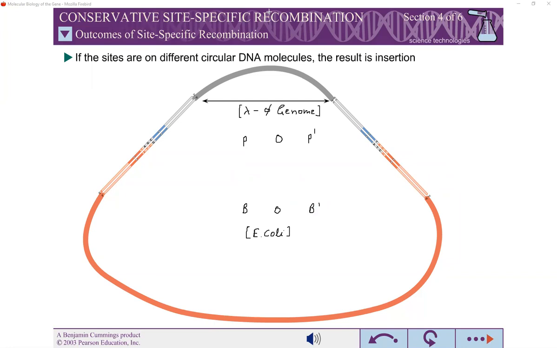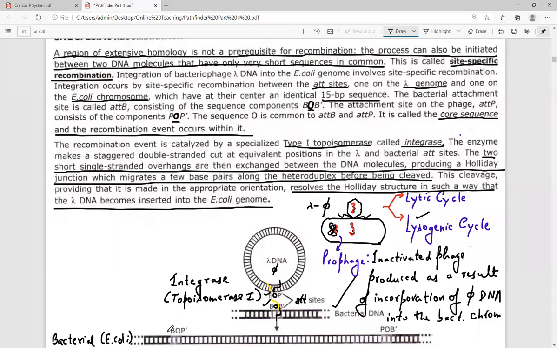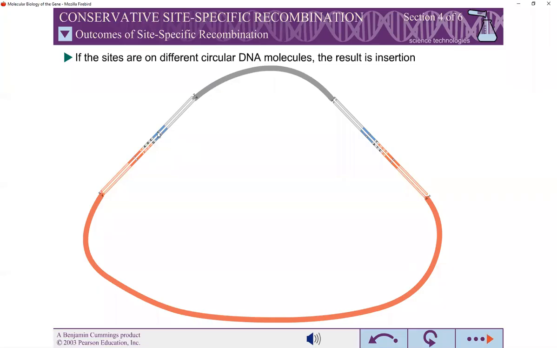So, you can find that the molecules that would be produced out of it will be in the form of BOP dash and POB dash. This would be the lambda phage genome. Just comparing it with the pathfinders. Remember what I wrote: BOP dash and POB dash. Moving backward to our animation. See this? BOP dash and POB dash.